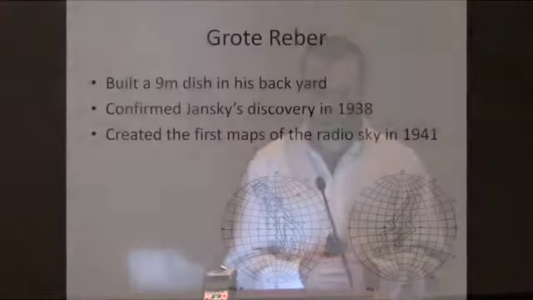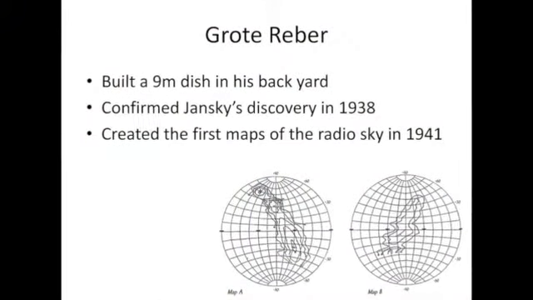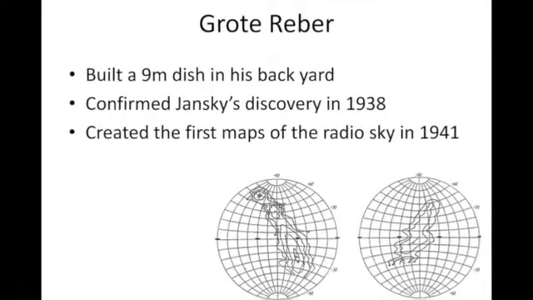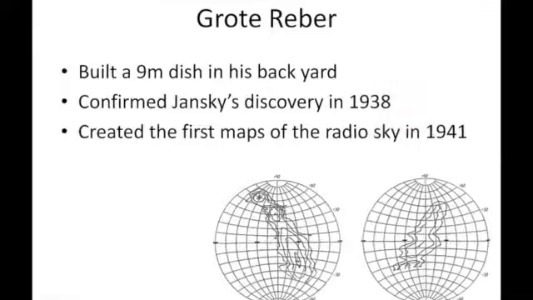But it did inspire a man named Grote Reber, who did something extraordinary. He built a 9-meter dish in his backyard, and he actually confirmed Jansky's discovery in 1938. And he also created the first radio maps of the sky. These are broadly the Milky Way with some peaks associated with what we now know to be radio sources in the sky. He first tried this at 3,300 megahertz, and then later at 900 megahertz, and he finally succeeded at 160 megahertz.